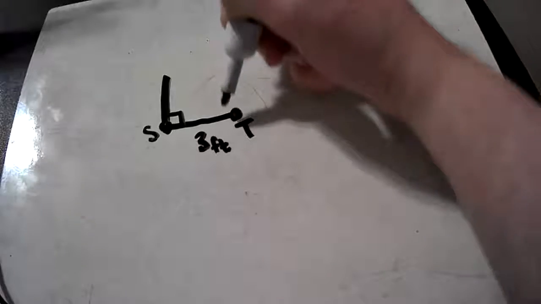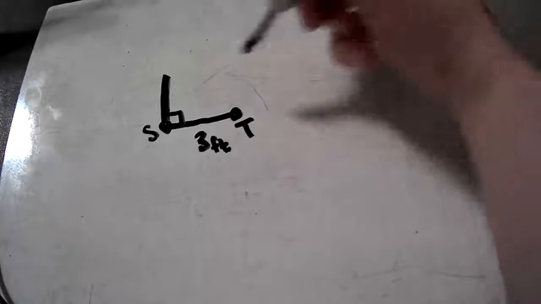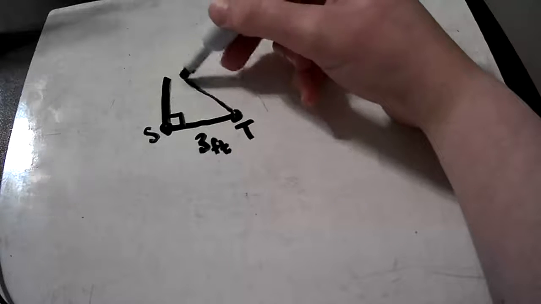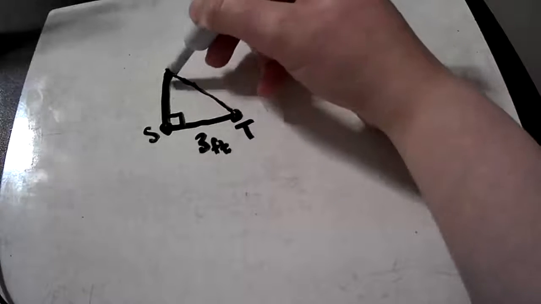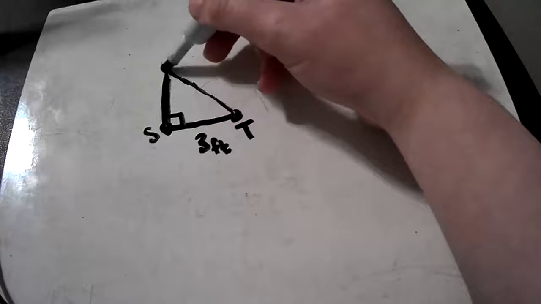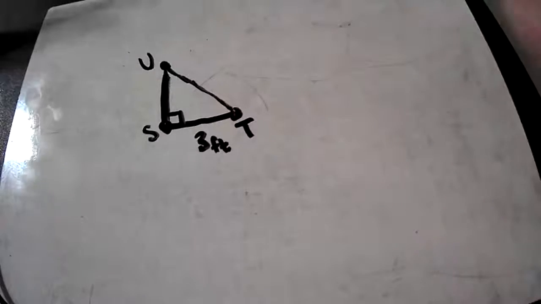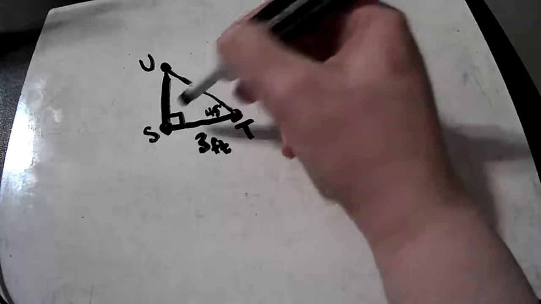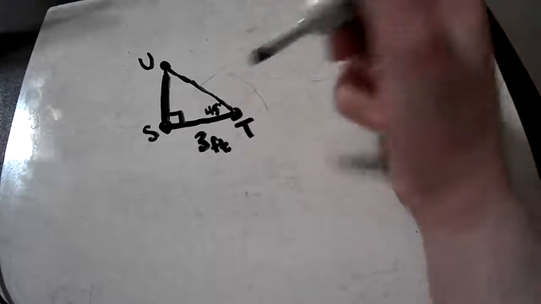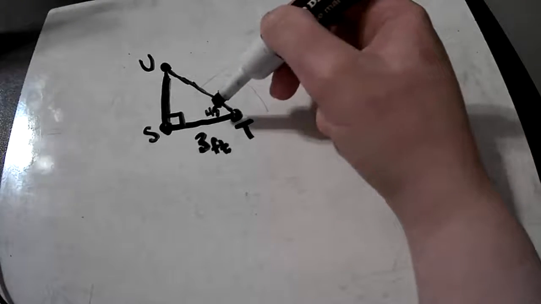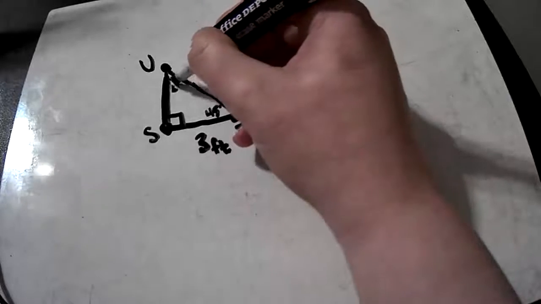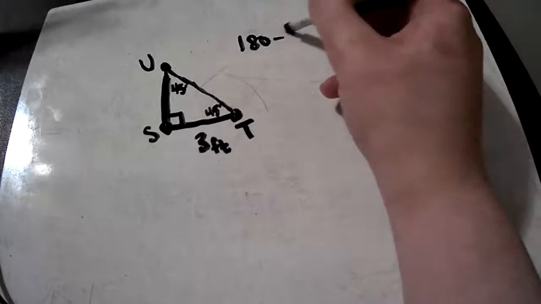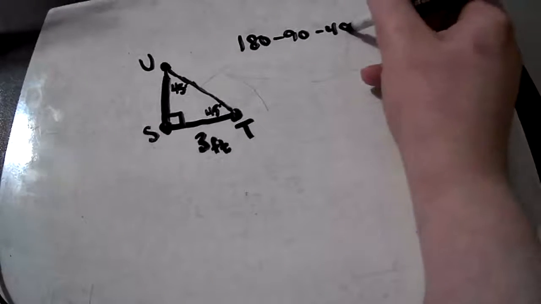Okay, so if T is a 45-degree angle, I'm just sketching this, right? So about half of a 90-degree angle. All right, which means this point where these two sides meet has to be point U. Okay, so if I know that this angle is 90 degrees and this angle is 45 degrees, well, this angle U has to also be 45 degrees, right? 180 minus 90 minus 45.